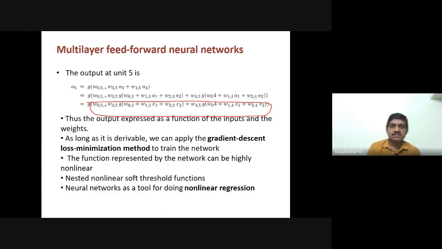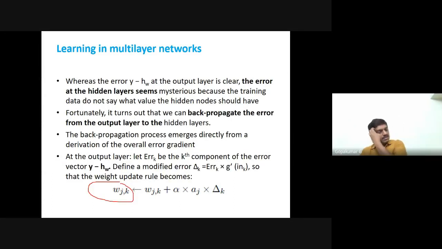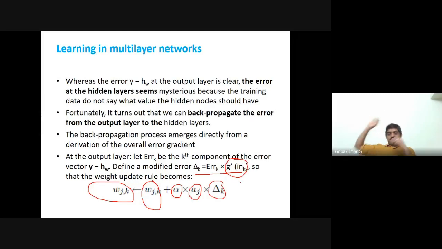That's the terminology. So we can update wjk, that means the weights connecting hidden nodes to output nodes, as the current weight value plus alpha into aj into delta k. Alpha is the learning parameter, aj is the output of the jth node, and delta k is the gradient function that we have defined. That means the error right now, zk minus zk dash, into the gradient of the total input at that particular output node. So this is the total error at the node for the kth component, delta k, multiplied by the previous output and alpha. So this is the equation.